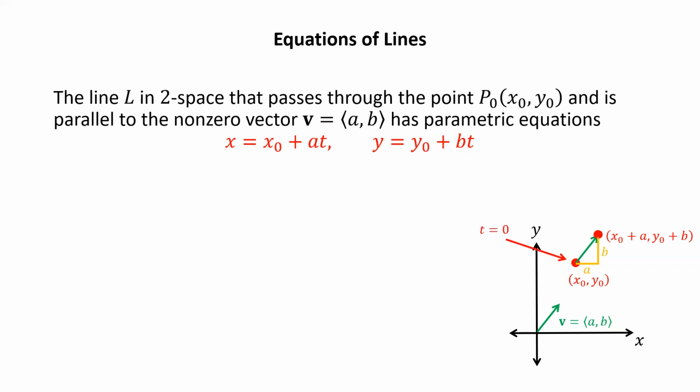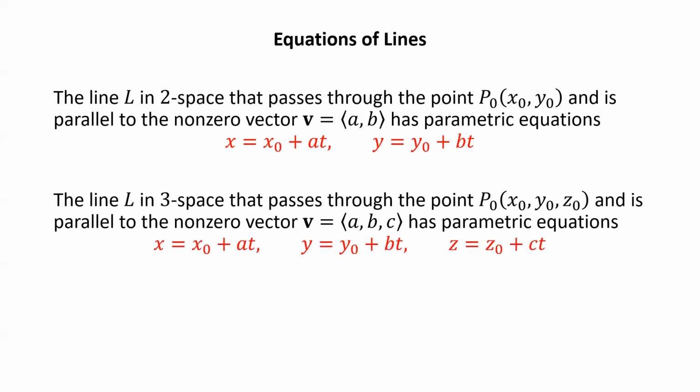Notice that the point x0, y0 corresponds to a t-value of 0, right? If we plug in a 0 for t in those parametric equations, we get x equals x0 and y equals y0. And the point x0 plus a, y0 plus b corresponds to a t-value of 1, right? If we substitute t equals 1 into those parametric equations, we wind up with that point. So it seems like the line passing through those 2 points has those parametric equations.